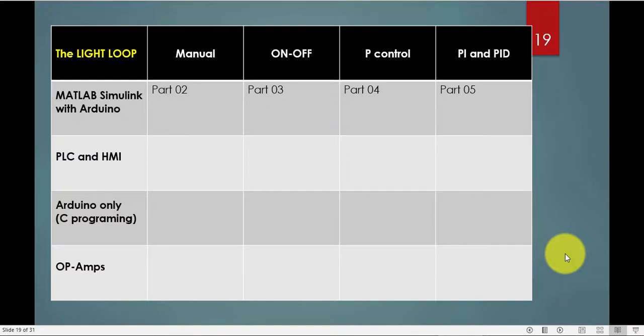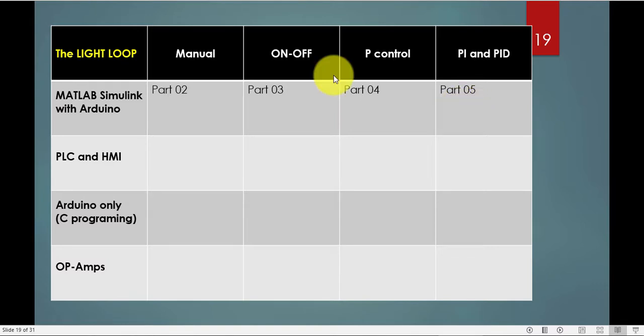Bismillah. Hi. We are still at process control strategies. We are discussing the light loop. And what we did in the first 5 parts, we investigated how to use the Matlab Simulink with Arduino Mega to use it as in manual control, on-off control, P control, and PI control.